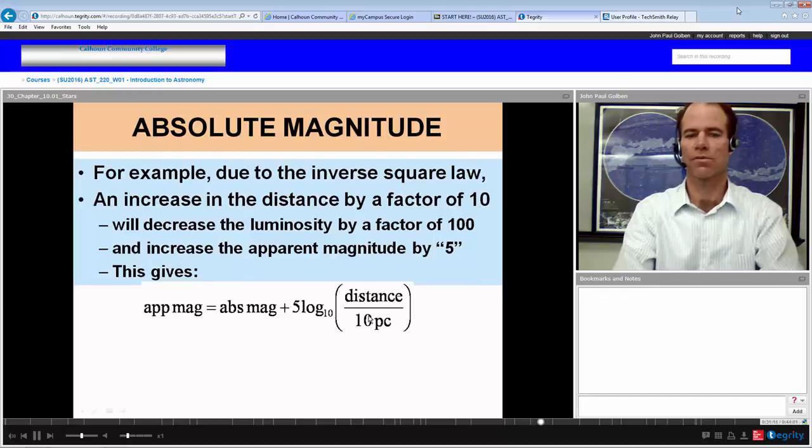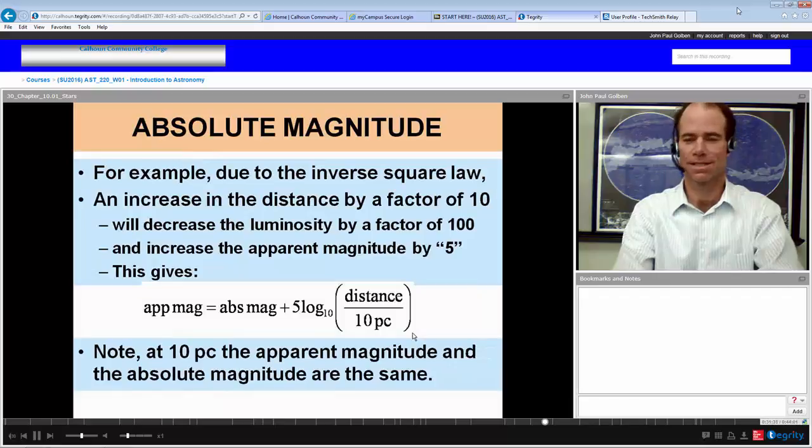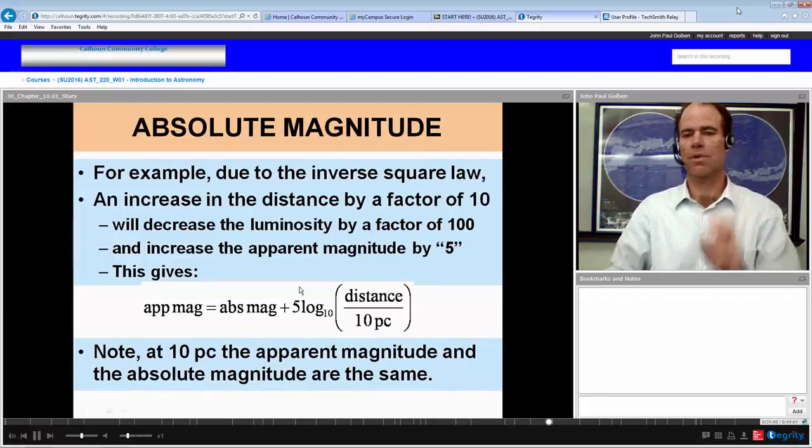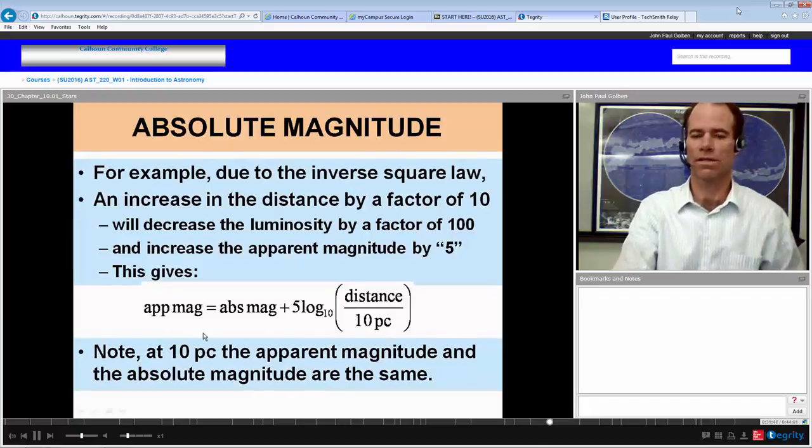So on this scale, we have a mathematical relationship where the apparent magnitude is equal to the absolute magnitude plus 5 times the log base 10 of its distance in parsecs divided by 10 parsecs. You don't have to know that, but that's how we would calculate the apparent magnitude based on its absolute magnitude, or vice versa. Go from one to the other. We'll note that at 10 parsecs, the log base 10 of 1 is 0. So at 10 parsecs, the apparent magnitude is actually equal to the absolute magnitude of the object, which makes sense.